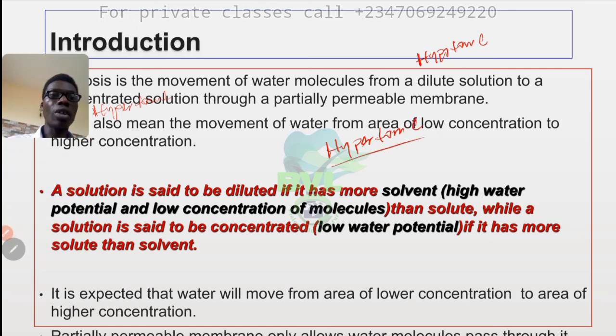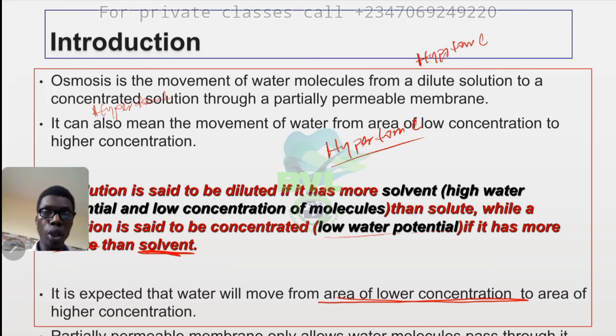All right. So a solution is said to be diluted if it has more solvent, which is higher water potential, and a low concentration of molecules than solute. While a solution is said to be concentrated if it has what? Lower water potential, if it has more solute than solvent. Solvent is the water, solute is the salt or sugar. It's expected that water will move from an area of lower concentration, that means dilute or hypotonic, to an area of higher concentration, which means concentrated or hypertonic. So the partially permeable membrane only allows water to pass through it.